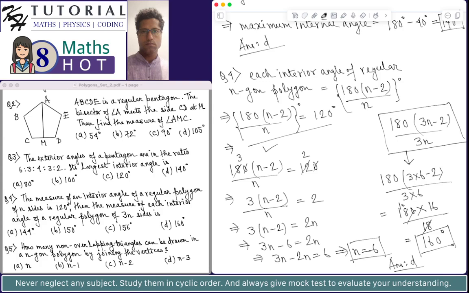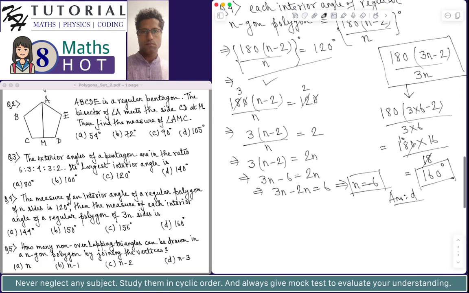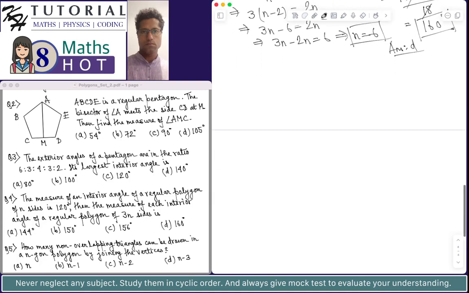Okay. Let's do question number 5. How many non-overlapping triangles can be drawn in an n-gon polygon by joining the vertices? Now, n-gon polygon means a polygon having n number of sides. Okay, so how many non-overlapping triangles can be drawn in a polygon?